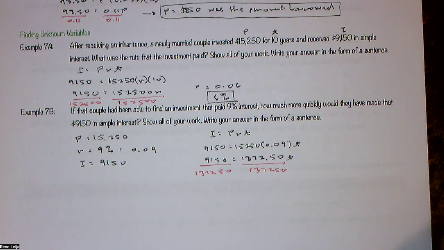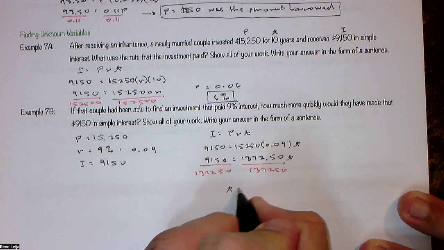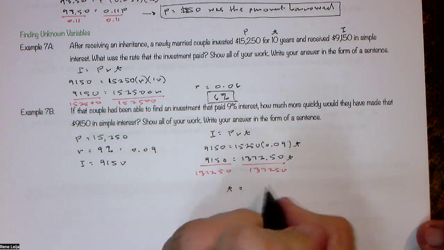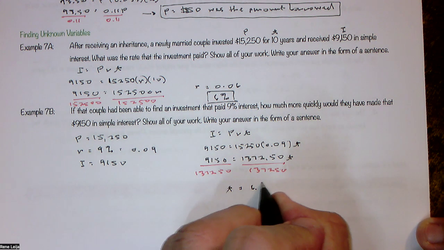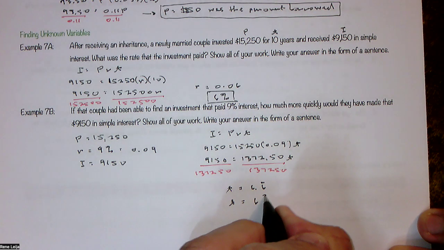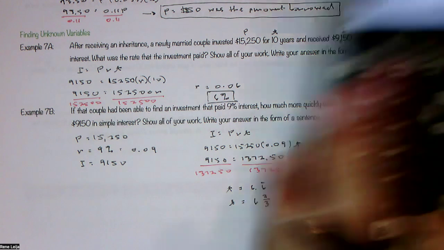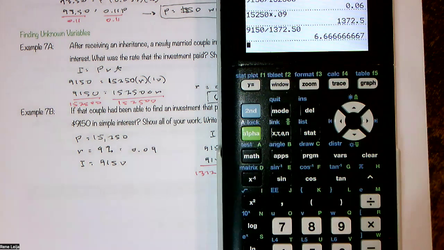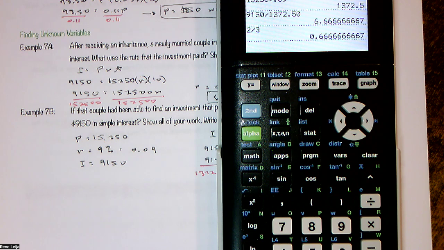Okay, so the 9150 divided by 1372.50, and that gives us 6 2/3. That's 6.666 repeating. Okay, so 6.6 repeating is the same thing as 2/3, because if you take 2 divided by 3, then you get 0.6666666. Okay, that's where that comes from.